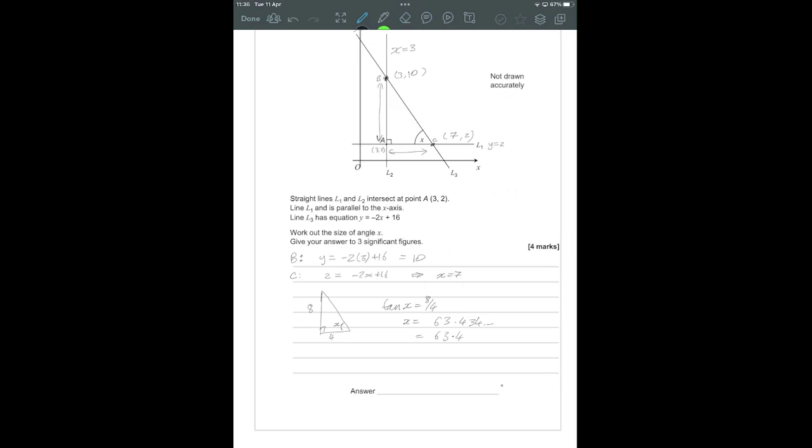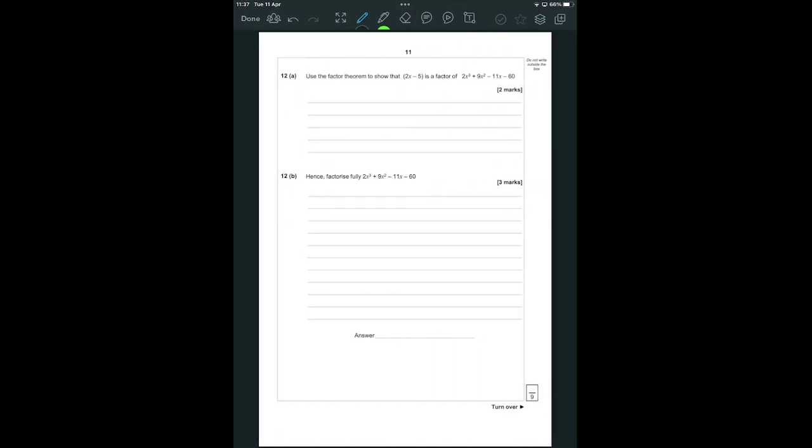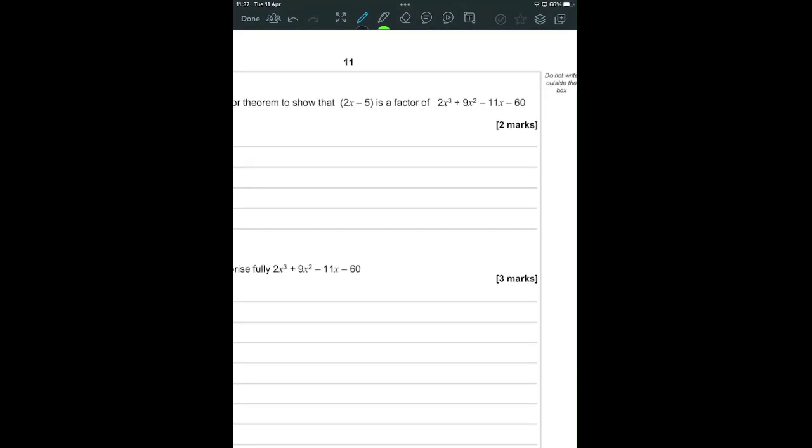Of course, having the habit of writing out more first tells the examiner that you're not making a mistake here. That's question 11 done. Coordinate geometry into trig. Question 12. Use the factor theorem to show that that is a factor of that thing.